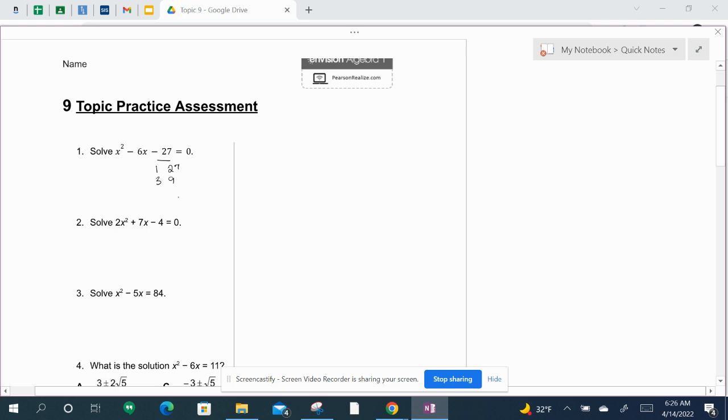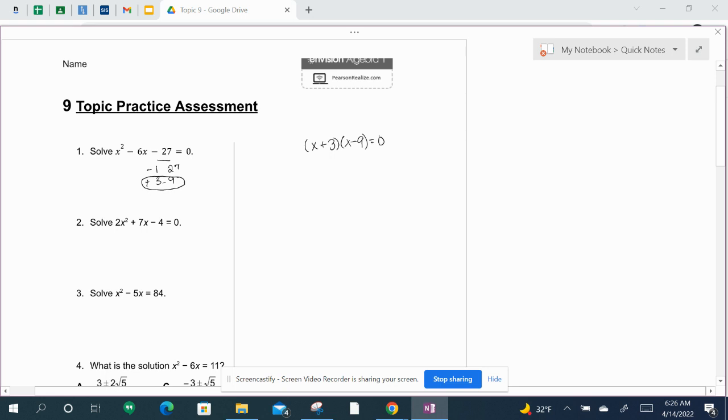4, 5, 6, 7, 8. None of those work. Because it's negative, something's negative. And then I look for the pair that adds up to get me negative 6. Well, I find a pair that adds up to positive 6, so that tells me it's the right pair. I just need to change the signs on it. So that means the factors here would be x plus 3 times x minus 9 is equal to 0.